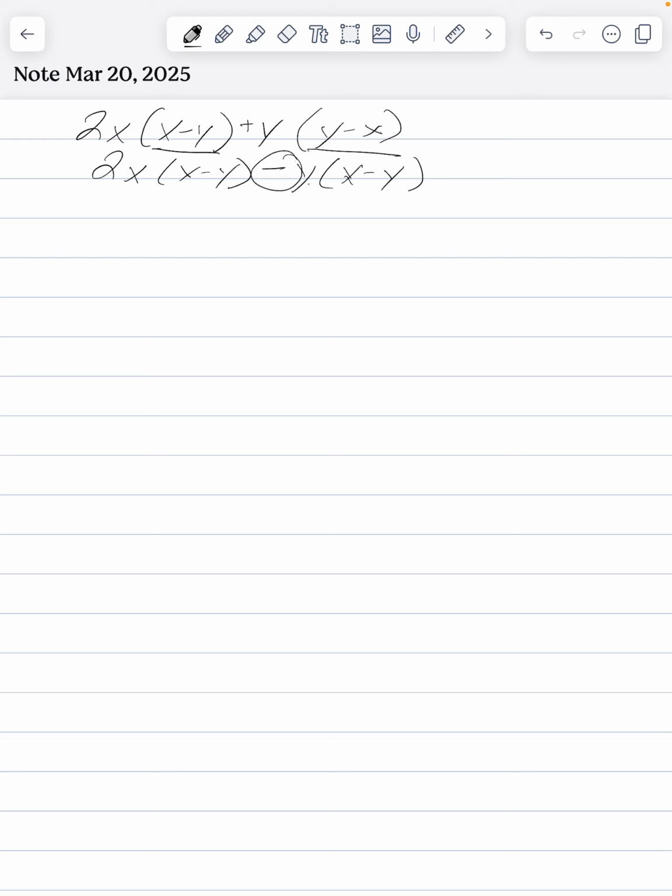Now we can factor out the x minus y. And if we do that, we're left with x minus y factored out. And then what's left is going to be the 2x and the -y. So we can write 2x minus y as our other factor. So if you got this right, you should have the quantity x minus y times 2x minus y. And you could, of course, reverse the order of those. That would be fine.